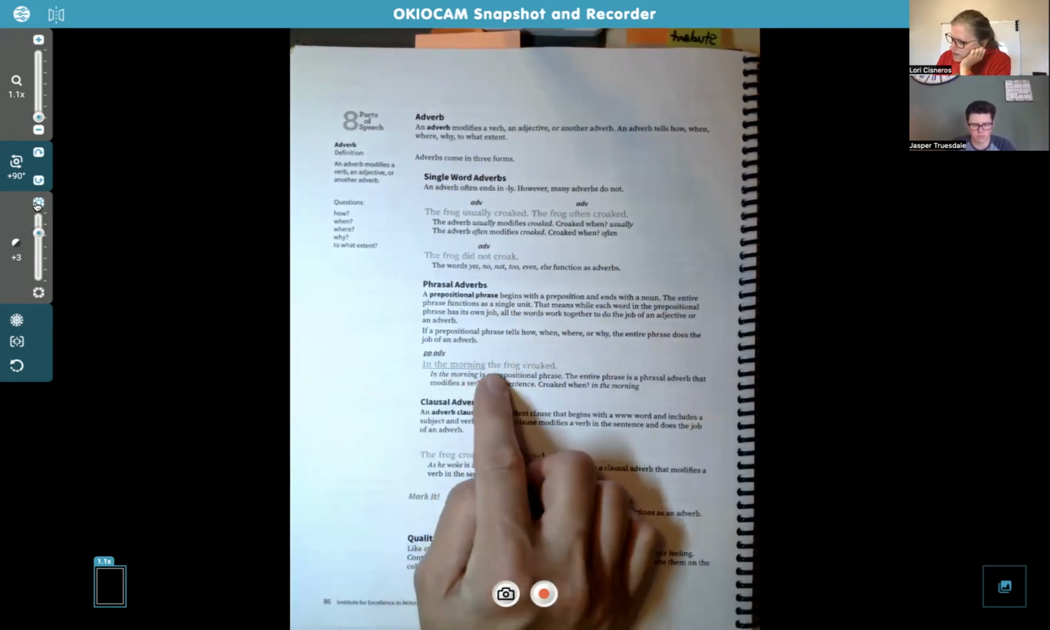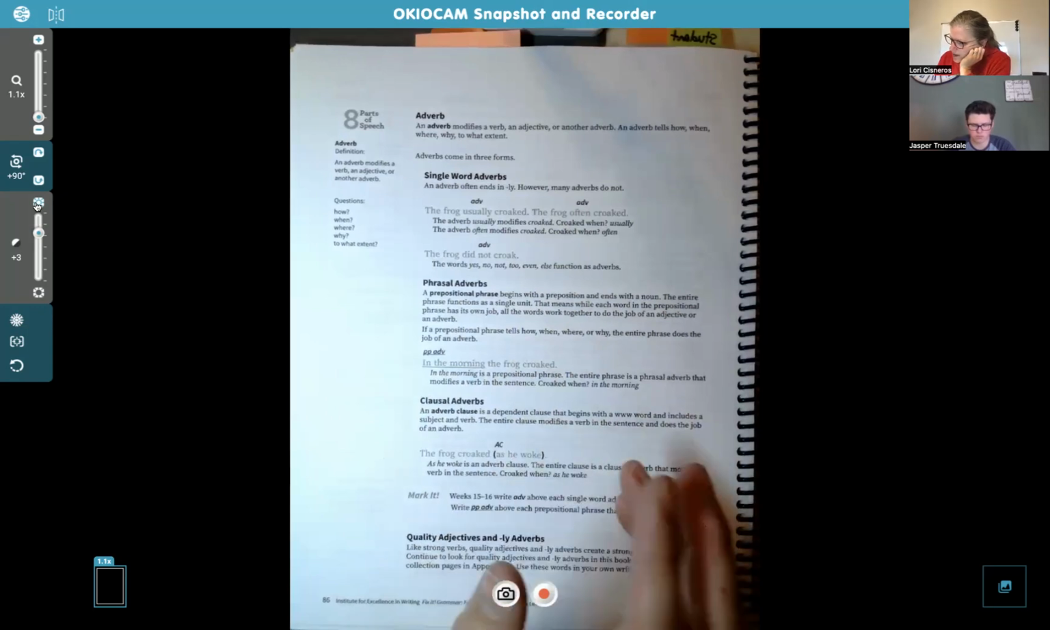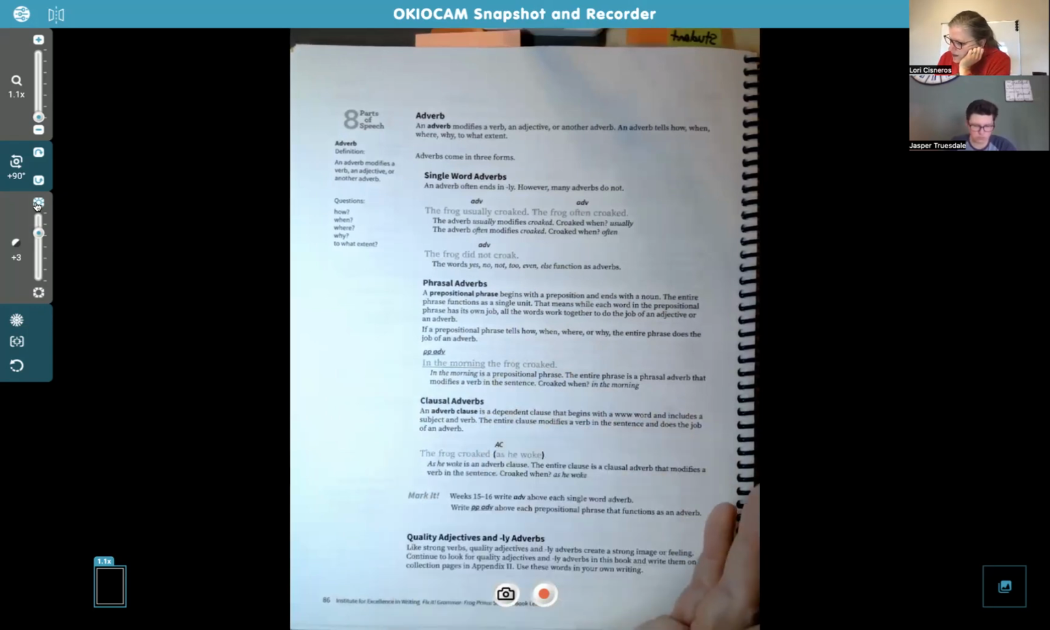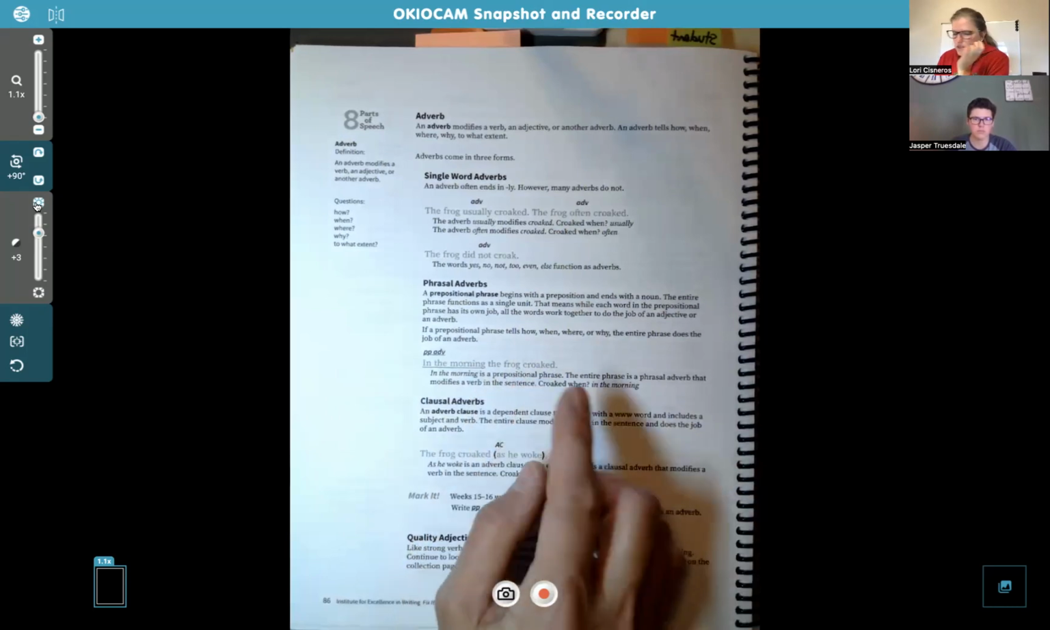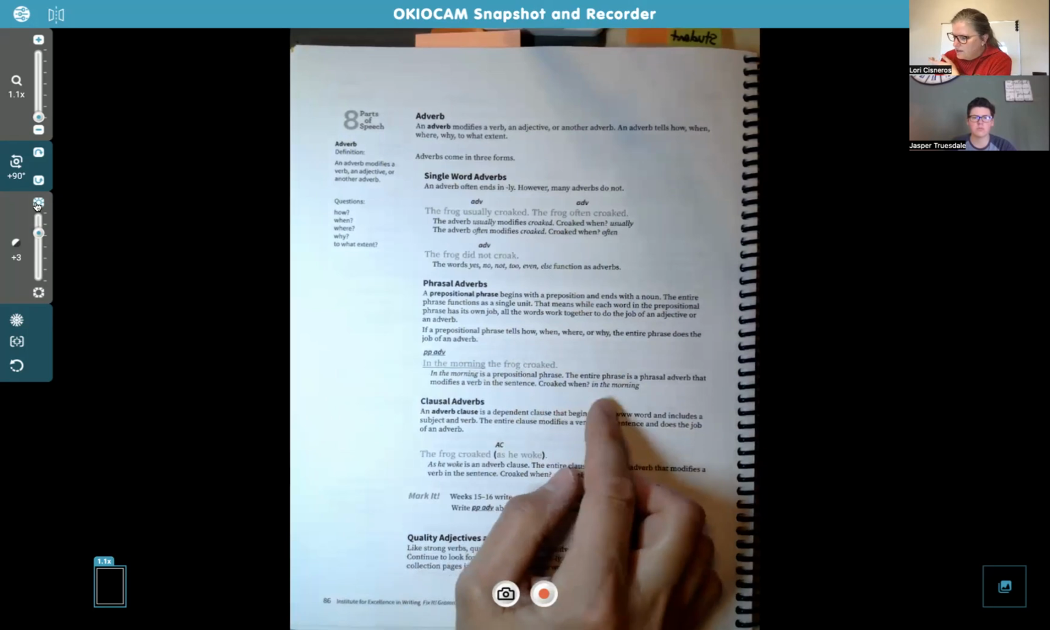In the morning, the frog croaked. So in the morning is the phrase, and it modifies the verb croaked, and it tells when. So croaked when? In the morning.